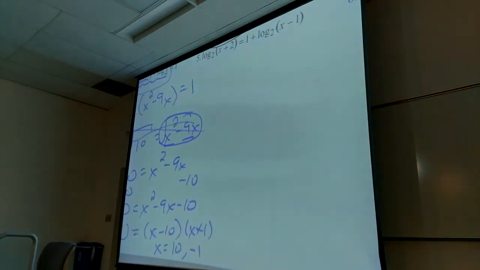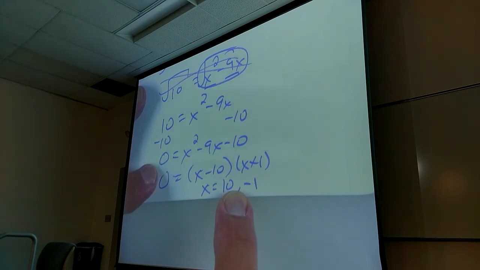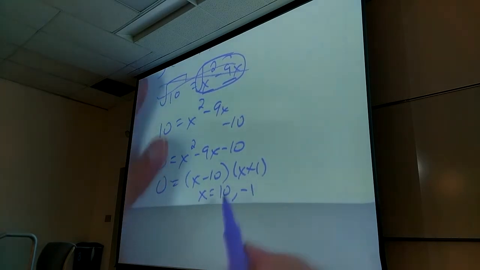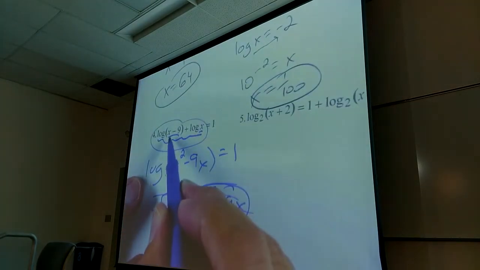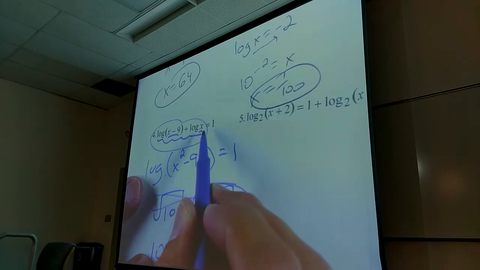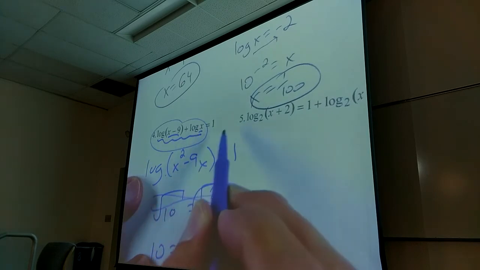So, what does that mean for our problem? Well, I got to double check my answers and make sure that neither one of them makes the inside negative. What does that sound like? It sounds like what we had to do with radical equations. The square roots can't handle negatives. Logarithms can't handle negatives or 0. So let's see, 10. Is 10 cool? 10 minus 9 is 1, and 10 is 10. They're both positive. That's cool, and I can even check it. Log of 1 is 0, and log of 10 is 1.